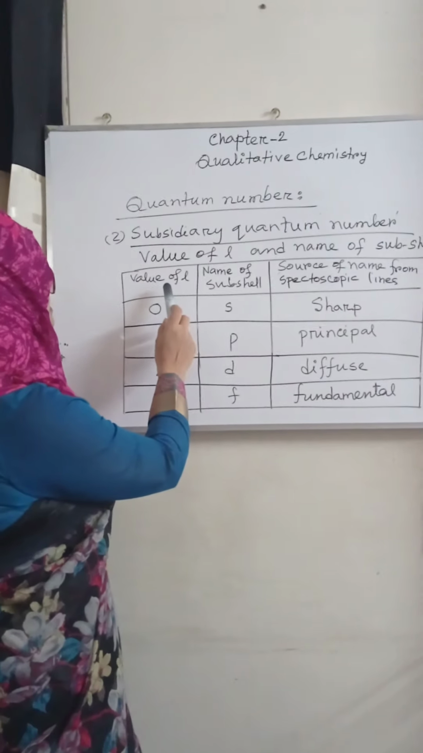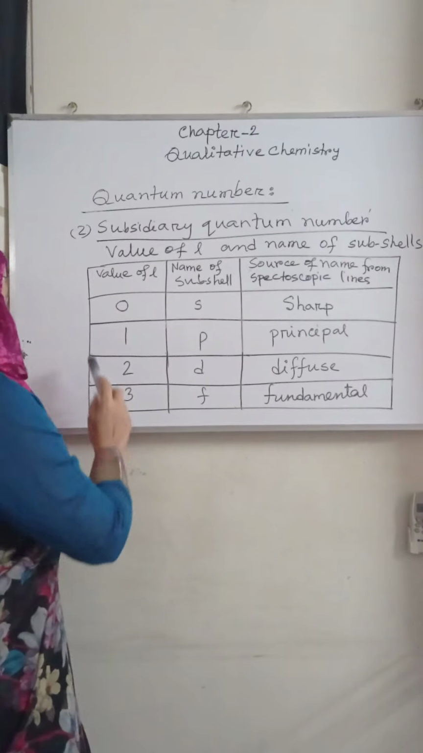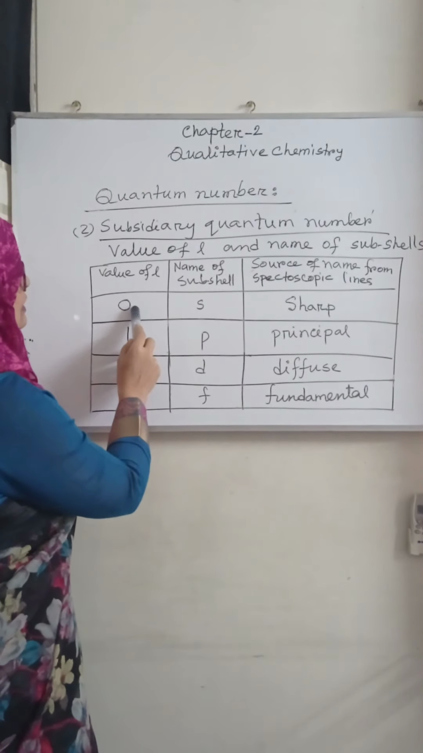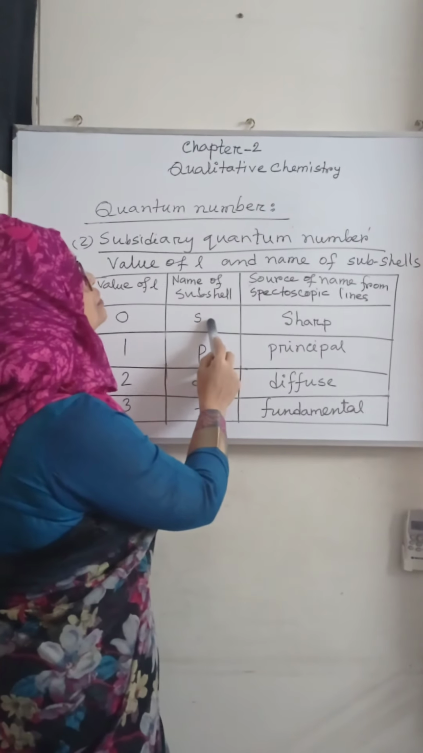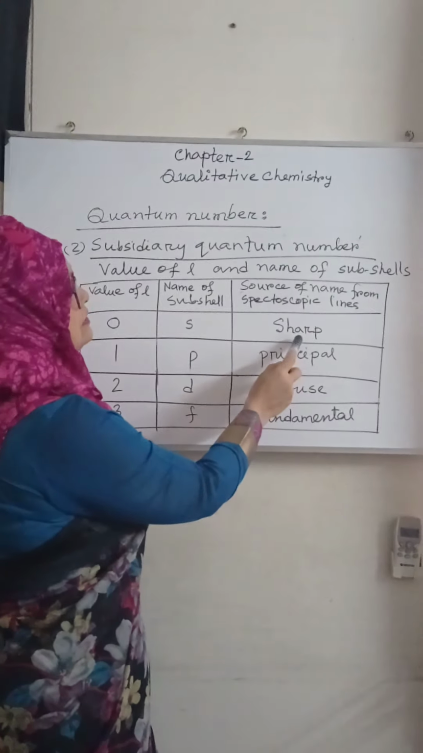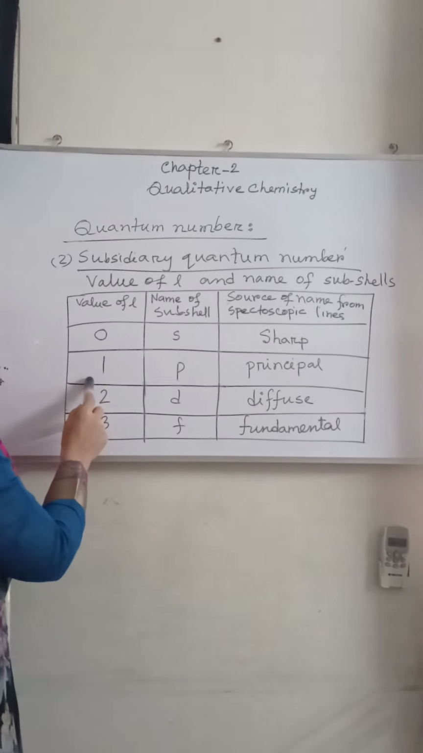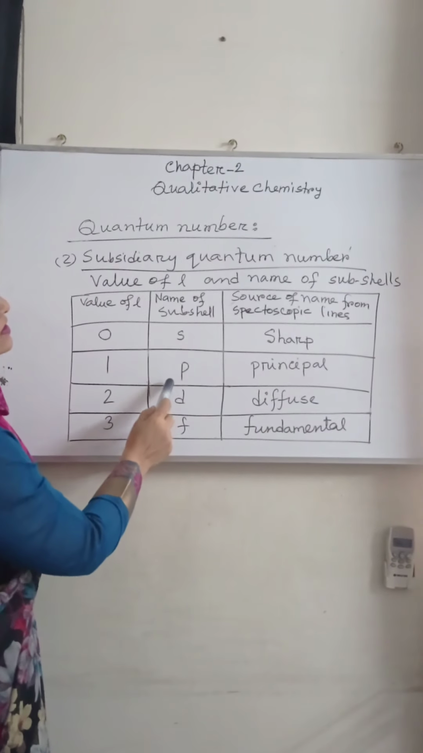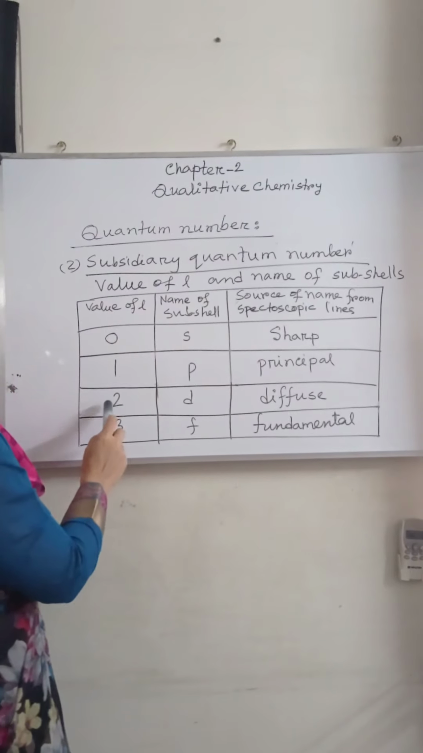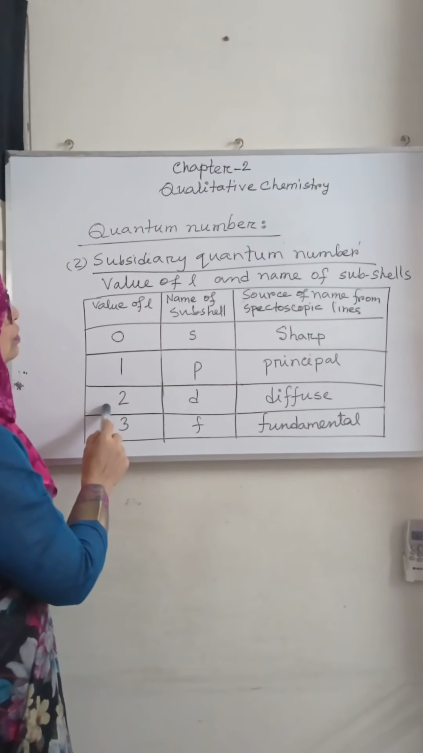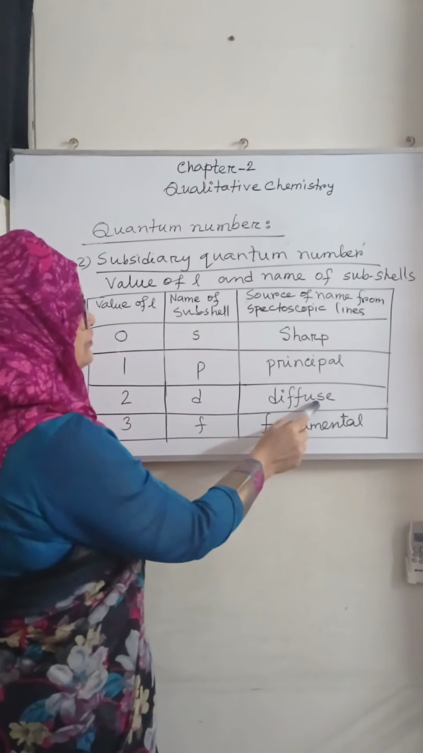Look at the table, please. Value of L and name of subshells. When the value of L is 0, the name of the subshell is s, and the source of the name is sharp. When the value of L is 1, the name of the subshell is p, and this comes from principal. And when the value of L is 2, the name of the subshell is d, which comes from diffuse.